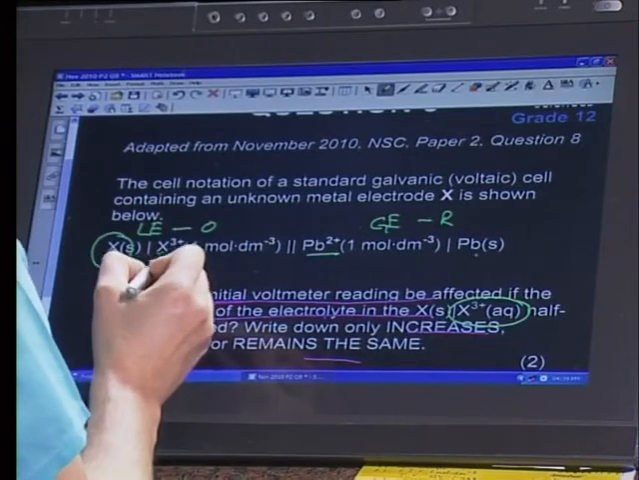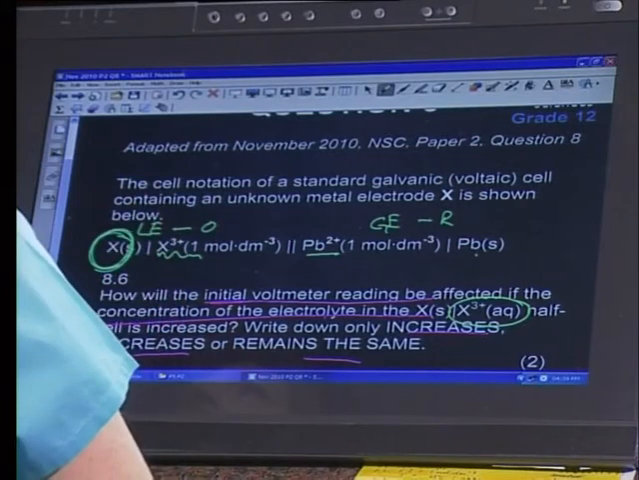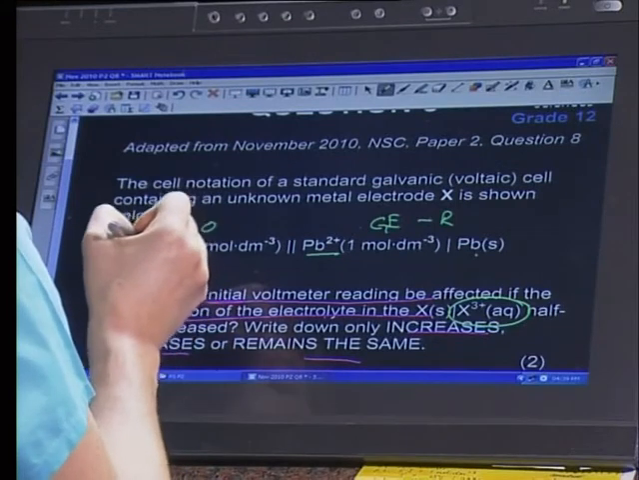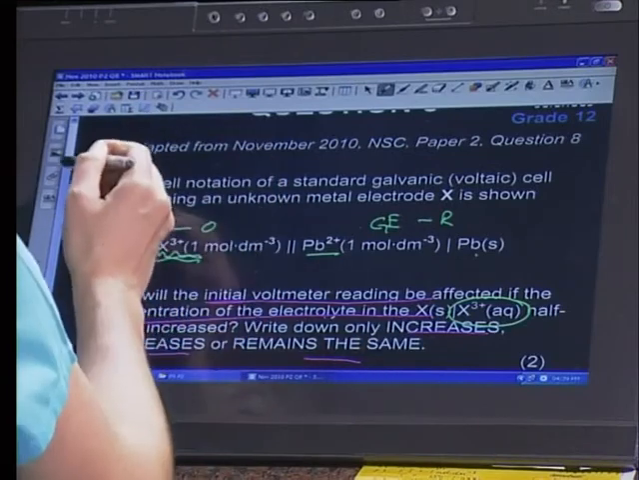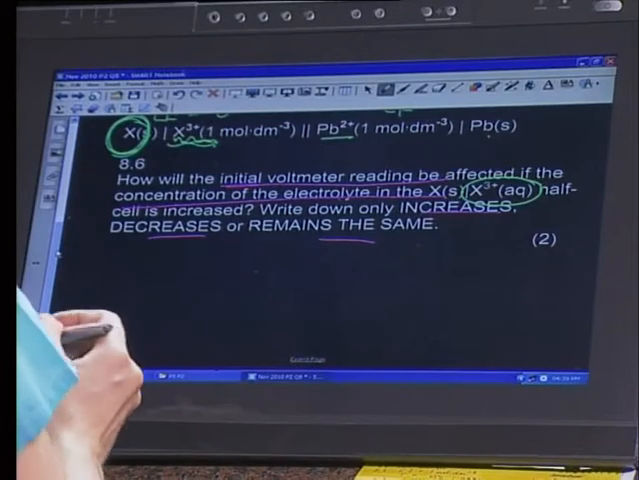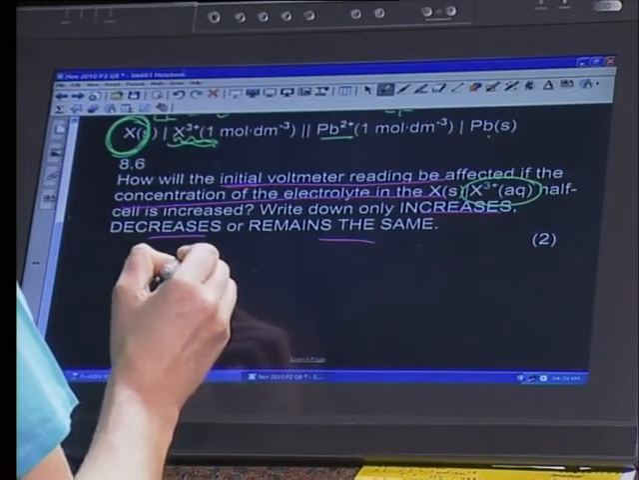But now I'm increasing this part. That doesn't mean that more electrons will be released from here. And because I'm increasing this part, which has no effect on the losing of my electrons, I find that my voltmeter reading actually decreases. So over here, your answer would be decrease.